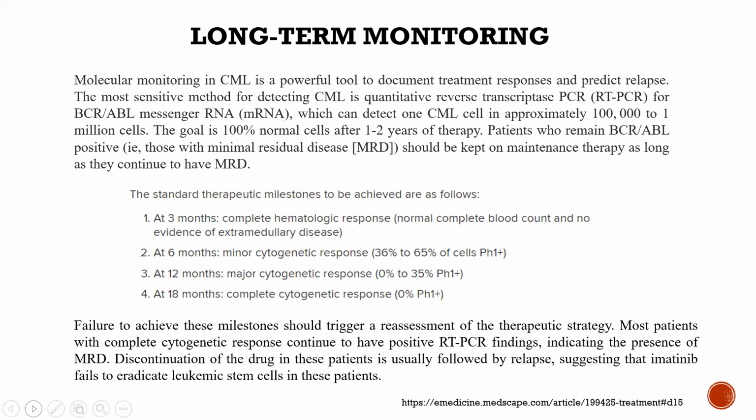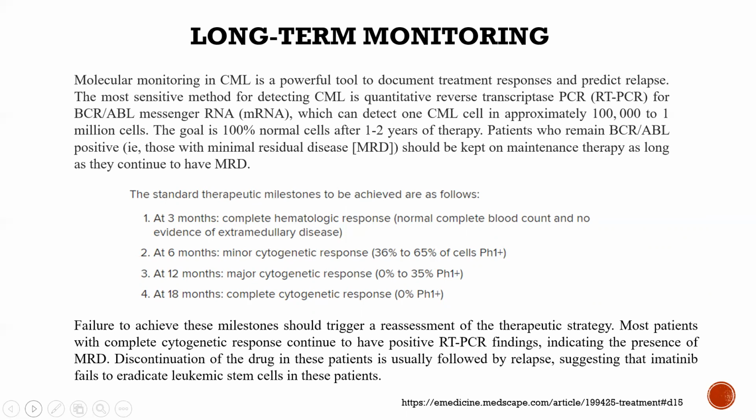Molecular monitoring in chronic myelogenous leukemia is a powerful tool to document treatment responses and predict relapse. The most sensitive method for detecting chronic myelogenous leukemia is a quantitative reverse transcriptase PCR for BCR-ABL messenger RNA, which can detect this type of leukemia cell in approximately 1 in 100,000 to 1 million cells. The goal is 100% normal cells after 1 or 2 years of the therapy.